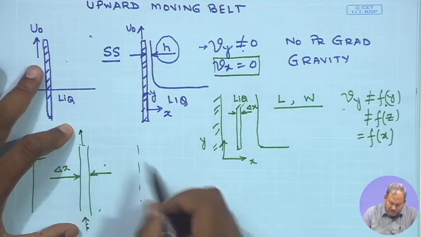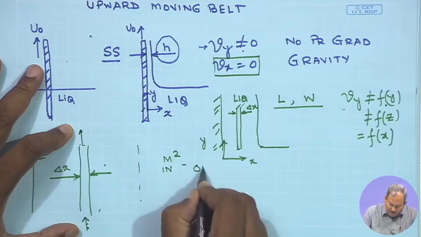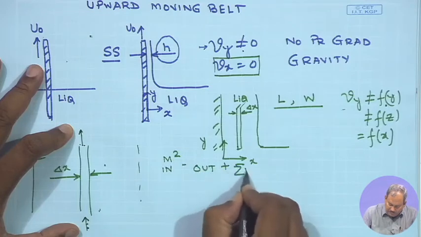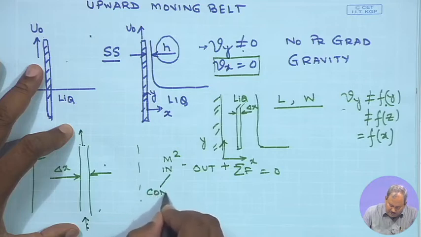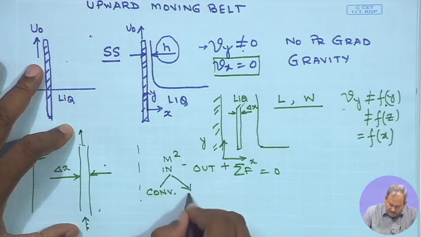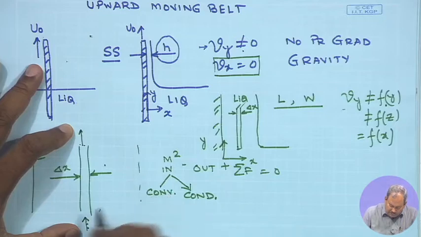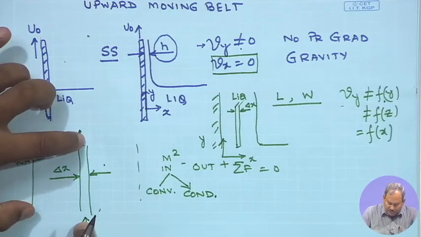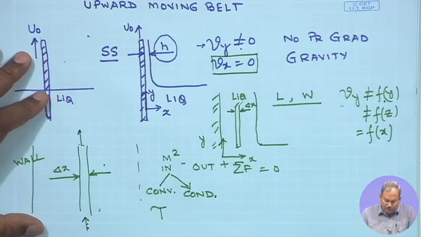So, when I write momentum in minus out plus sum of all forces is equal to 0, I identify that there is going to be a convective part and there is going to be a conductive part. The convection part I do not need to write, since the velocities at these 2 points are equal, but I need to take into account the tau.